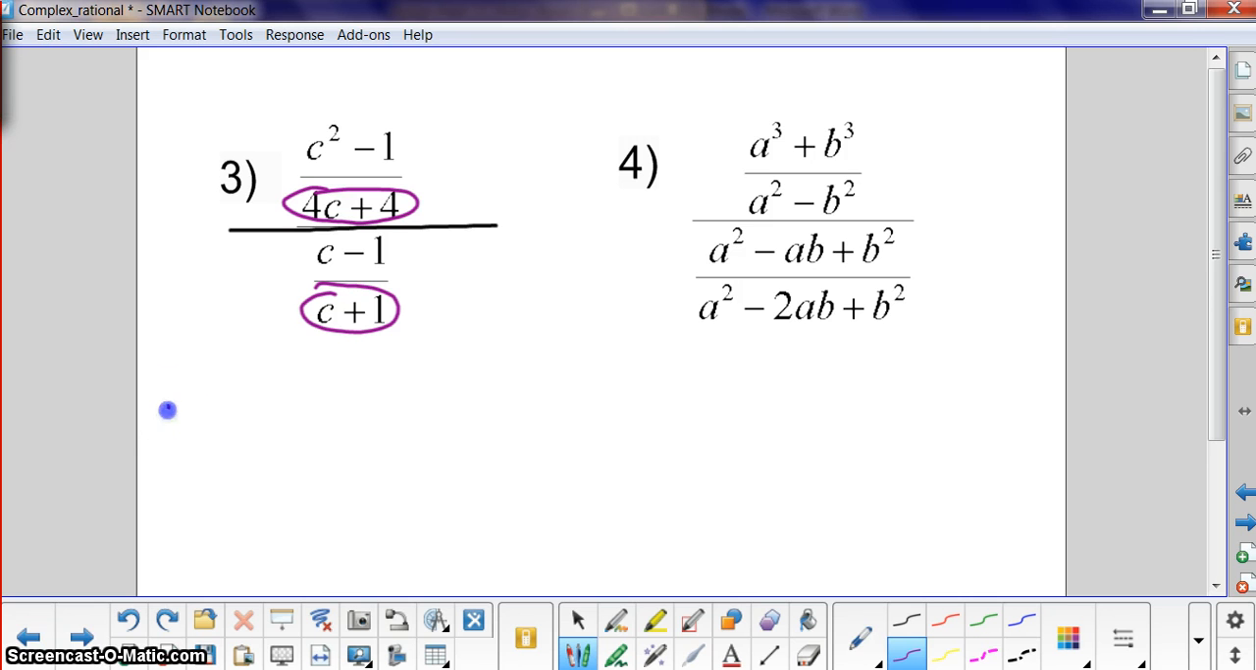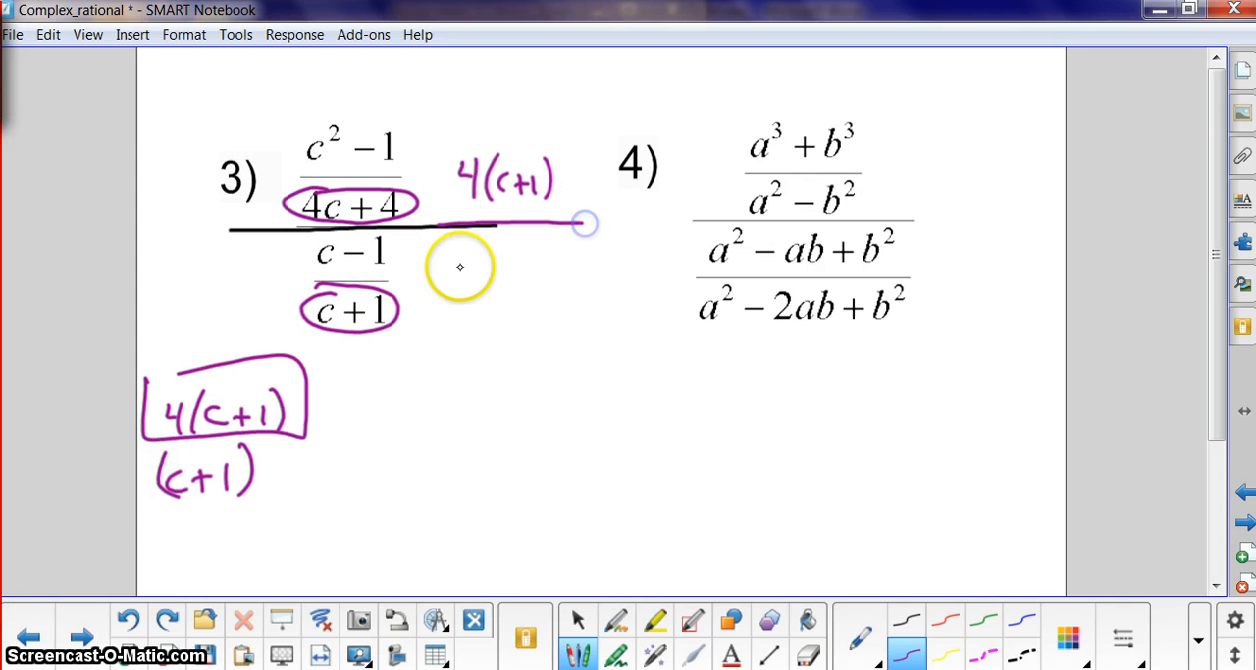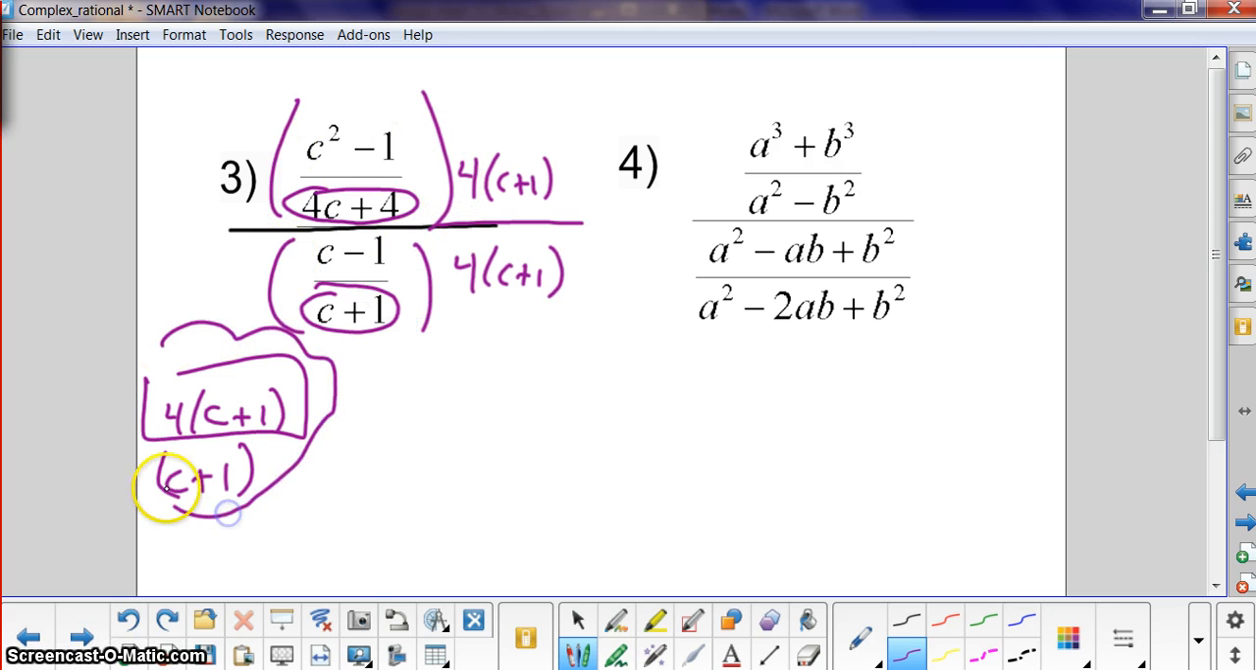So I need to find the LCD between 4c plus 4, which by the way factored is 4 times c plus 1, and c plus 1. Those are my two denominators. So the least common denominator, well, this one just needs a 4 in order to be the same. So the least common denominator is 4 times c plus 1. So I'm going to go ahead and multiply 4 times c plus 1 to the top, 4 times c plus 1 to the bottom, and then I'll distribute and reduce.